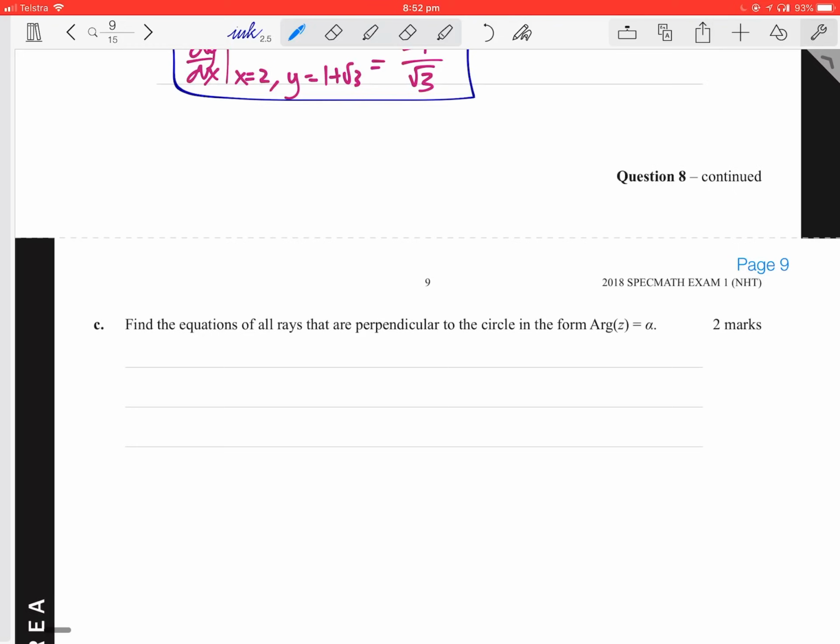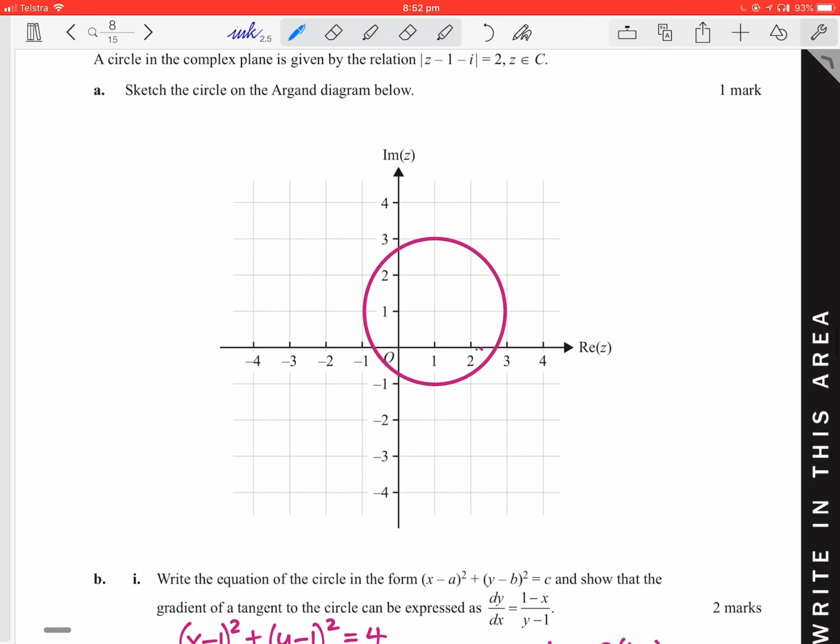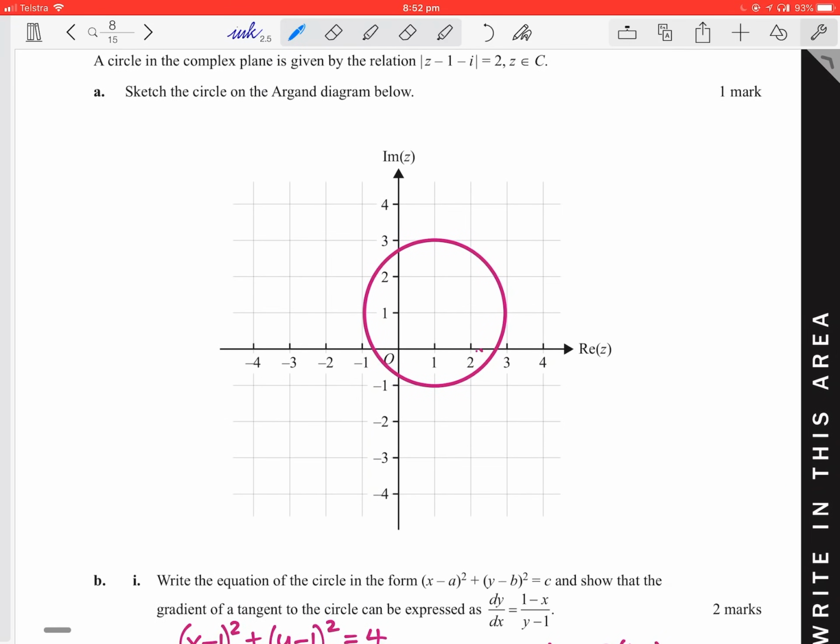Find the equations of all rays that are perpendicular to the circle in the form arg z equals a. Okay, arg z equals a is going to be from the origin, and it just produces an angle, which is a ray. If it's going to be perpendicular, it's got to be at right angles, so it's going to have to be that and that, because we know that's a tangent. So we know that angle there is pi on 4, and we know that angle around there is negative 3 pi on 4.